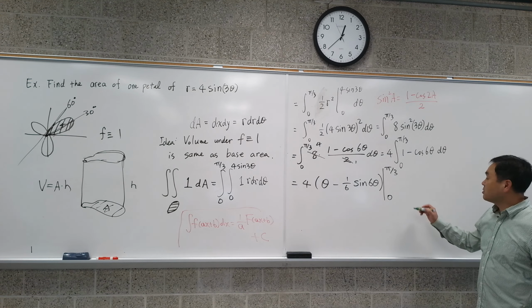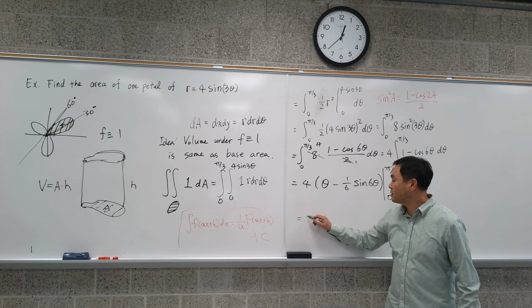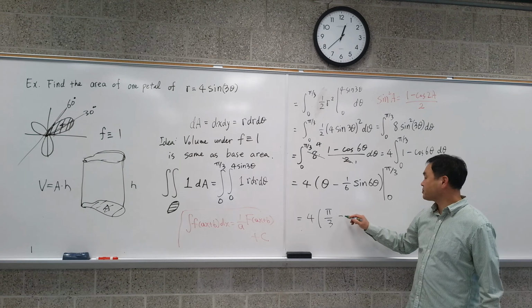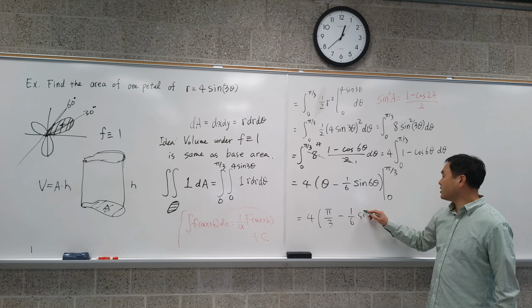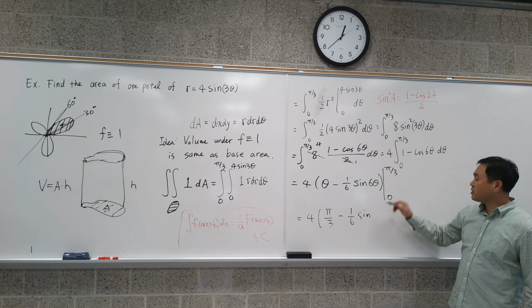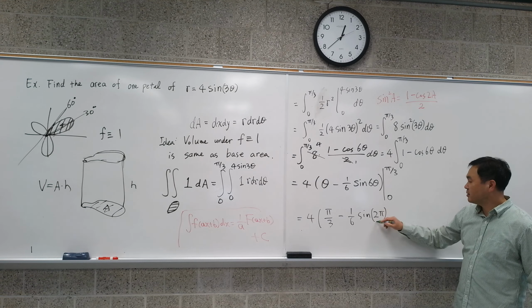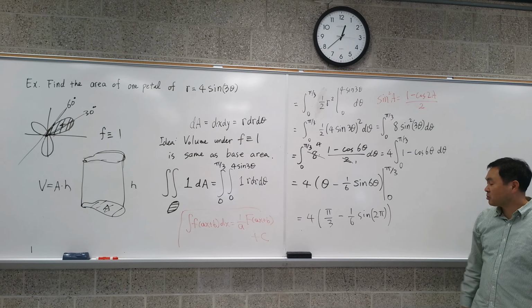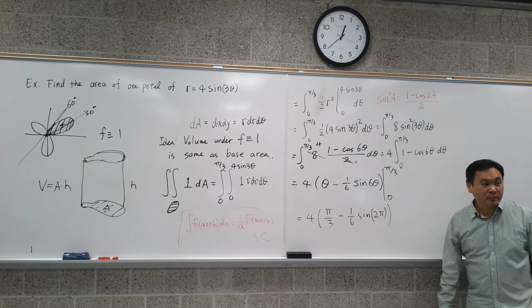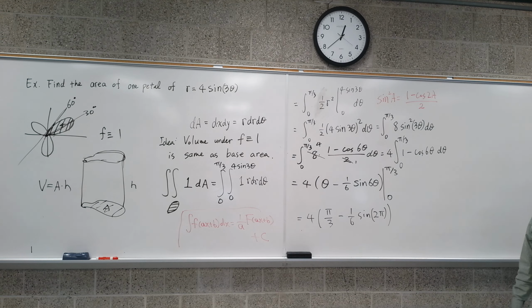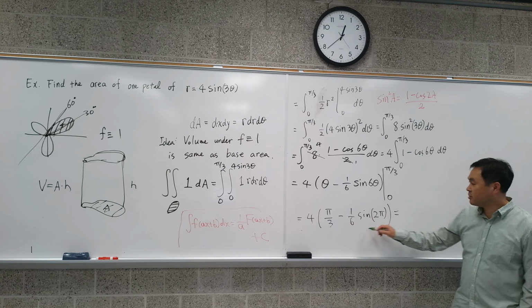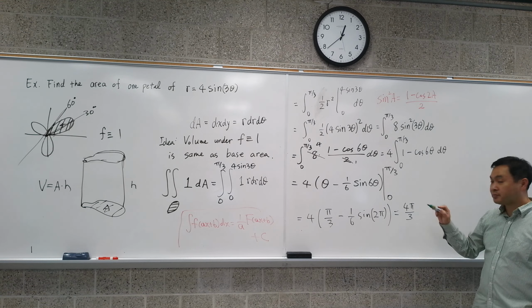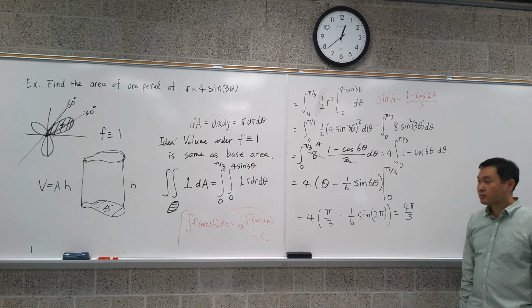That means if you plug in pi over 3, you get pi over 3 minus 1/6 sine of 6 times pi over 3, which is 2 pi. And then when you plug in 0, you get 0 in here. Sine 0 is 0, so that's all you have. Okay, what's sine 2 pi? 0. So this will be 0 anyway, so you get 4 pi over 3. Okay?